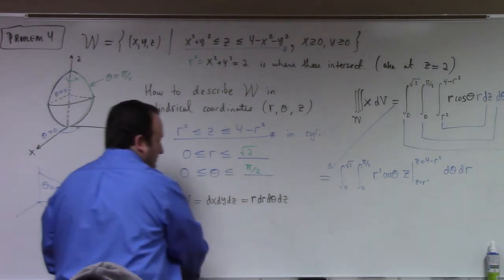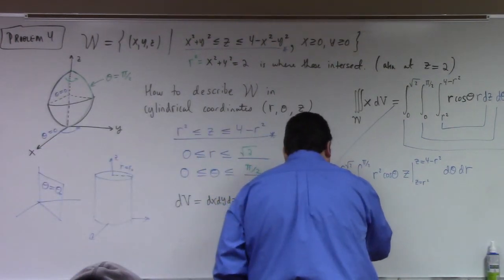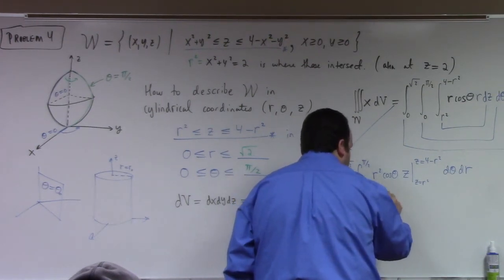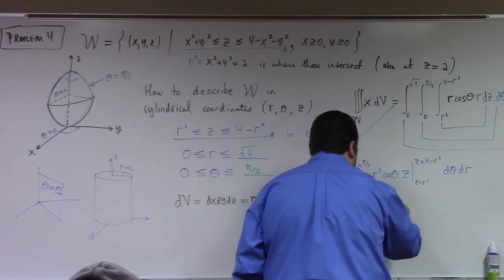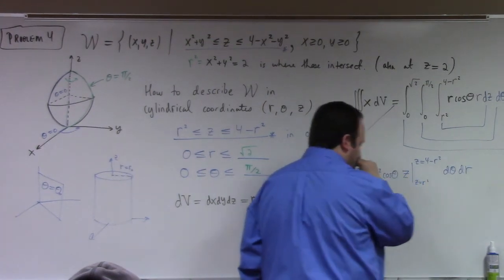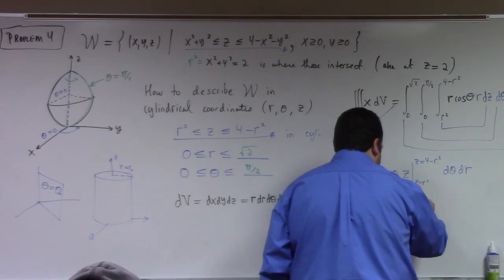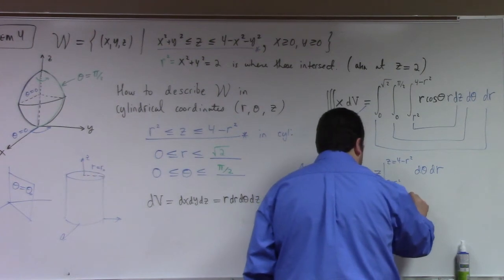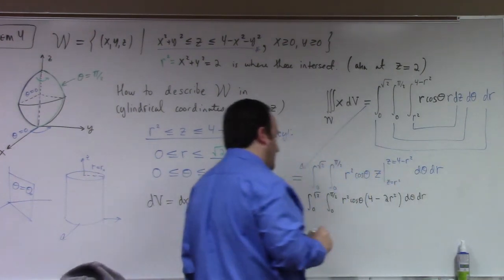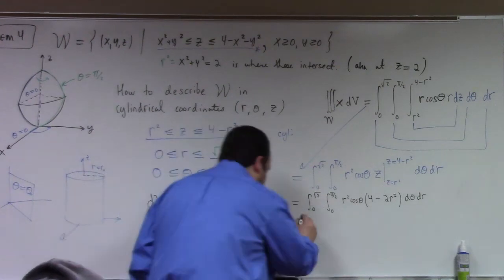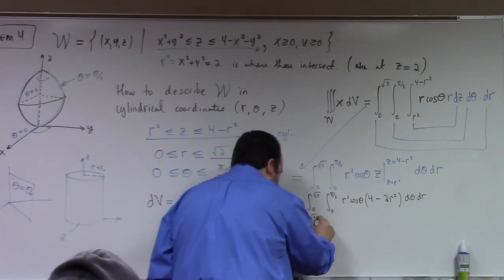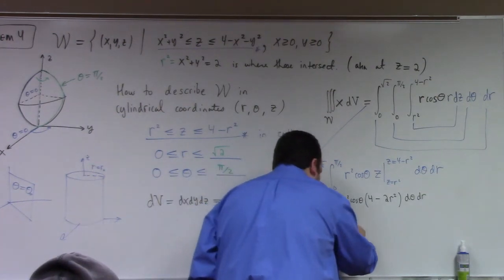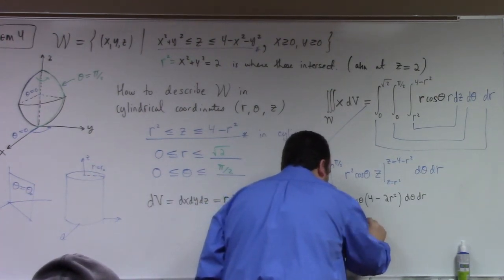Now let's clean it up a bit. This is the integral from 0 to the square root of 2, integral from 0 to pi over 2 of r squared cosine theta times, what is that? That's really 4 minus 2r squared, is it not? d theta dr, which is equal to the integral from 0 to square root of 2, integral from 0 to pi over 2 of 4r squared cosine theta.